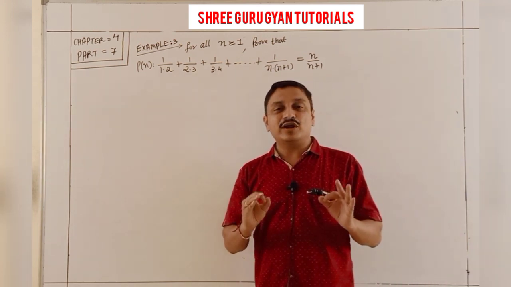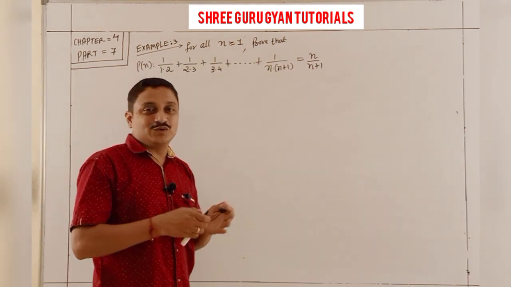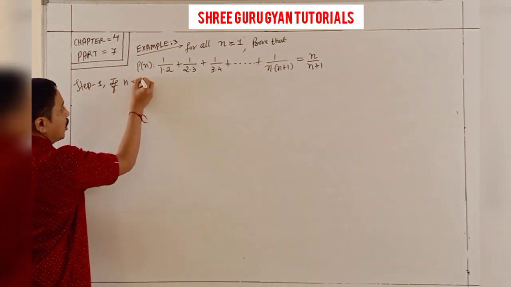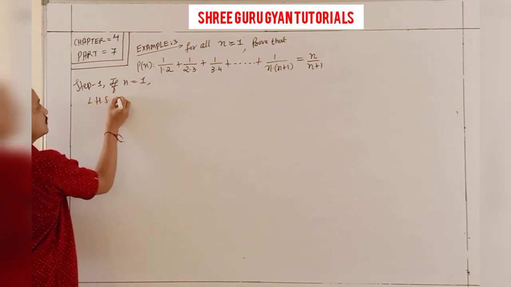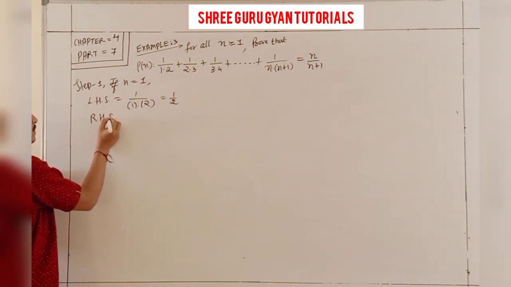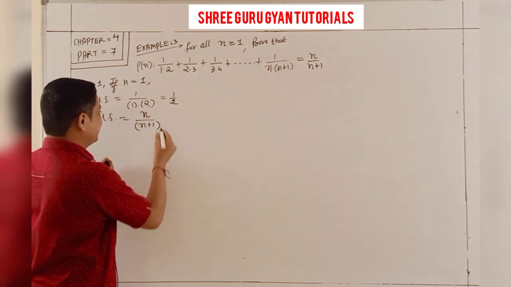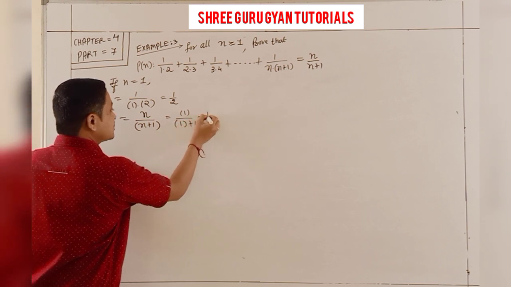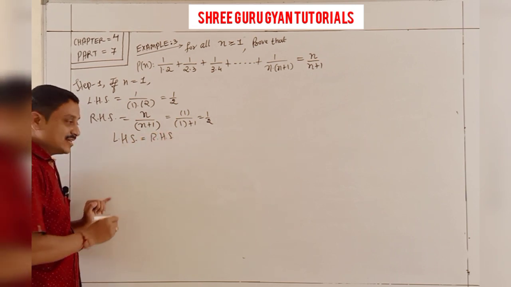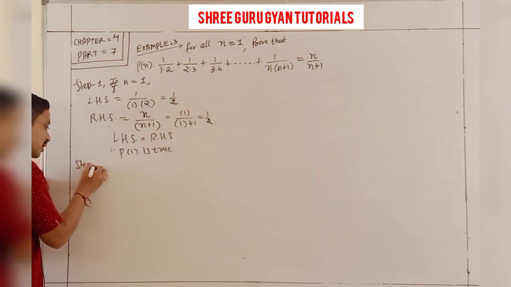Prove that for every n greater than or equal to 1, this LHS is equal to RHS. So we are going to step 1, same rule. If n is equal to 1, what is your LHS? 1 upon 1 into 2. And RHS, same, n upon n plus 1. Just apply n equal to 1, you get equality. LHS is equal to RHS. So P1 is true. Step 1 is over.